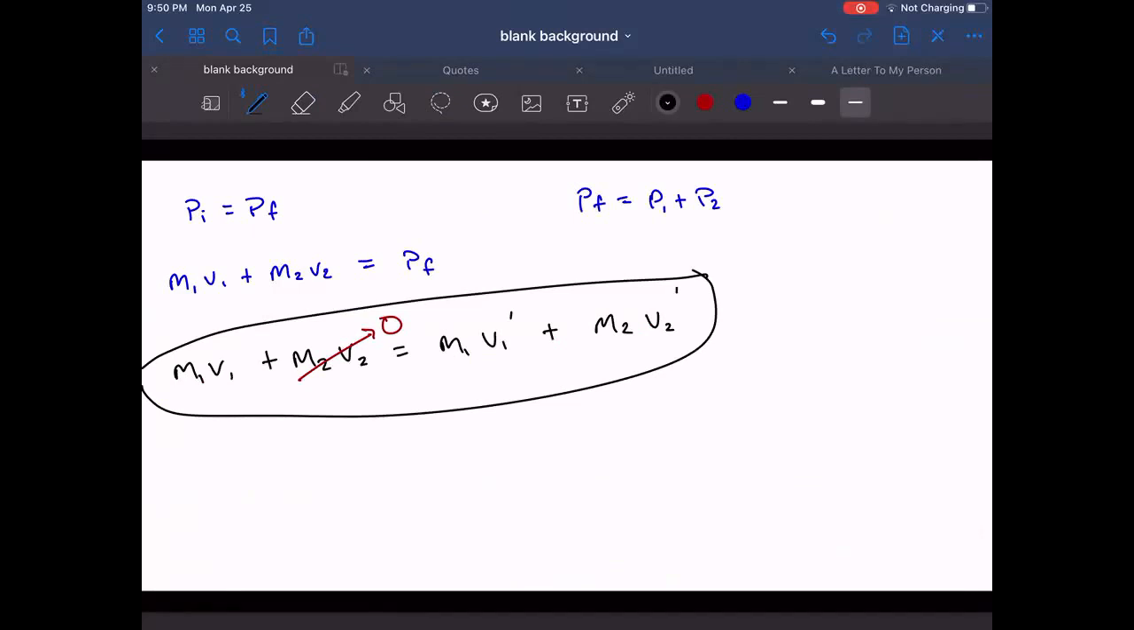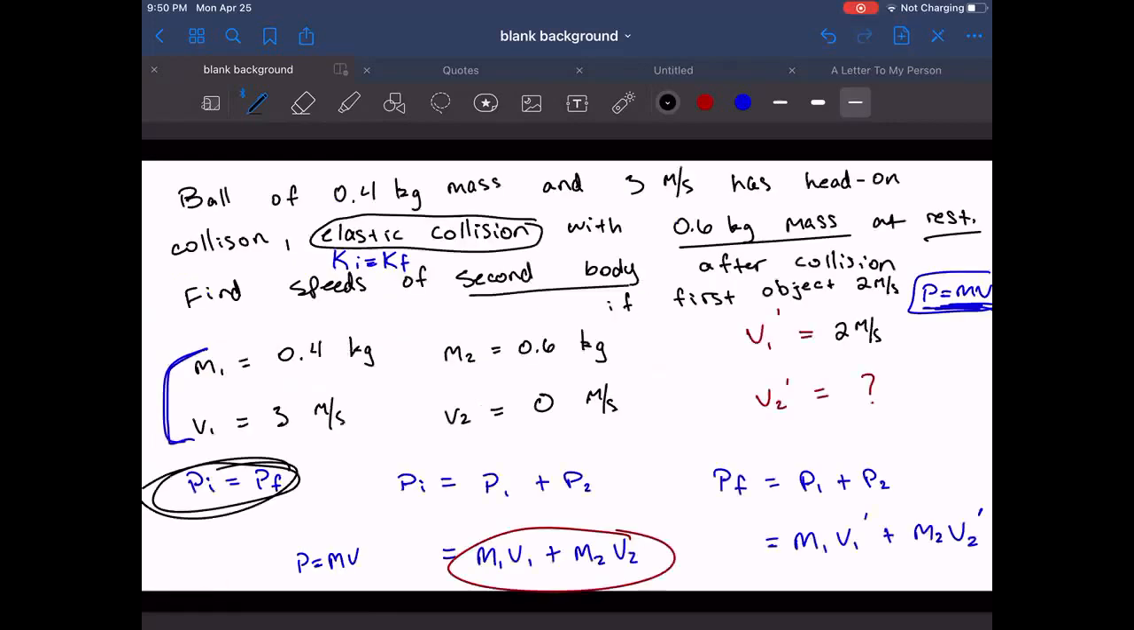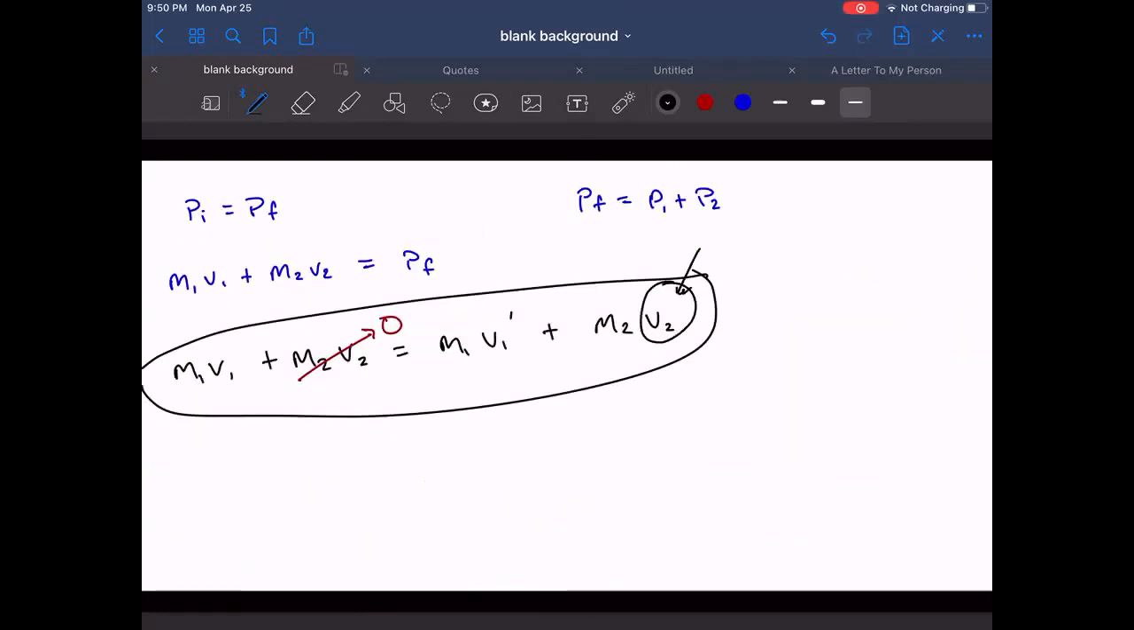So we'll do another one for sure, but I want to solve for V2 primed. They're asking for the speed of the second body after the collision. It's just keeping track of your variables again. I want the final velocity. I don't care what you call it. I called it with a prime, the final. And so I need to solve for it here.